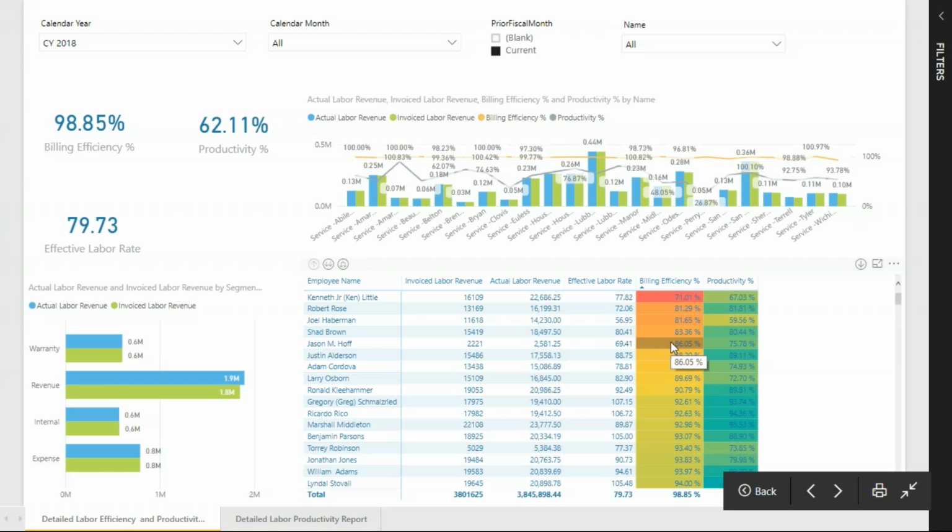And then there are guys who are doing about 100 as well. This is just for one month, just for June right now. You could make a selection to whatever you like. So this guy is the lowest in terms of billing efficiency.